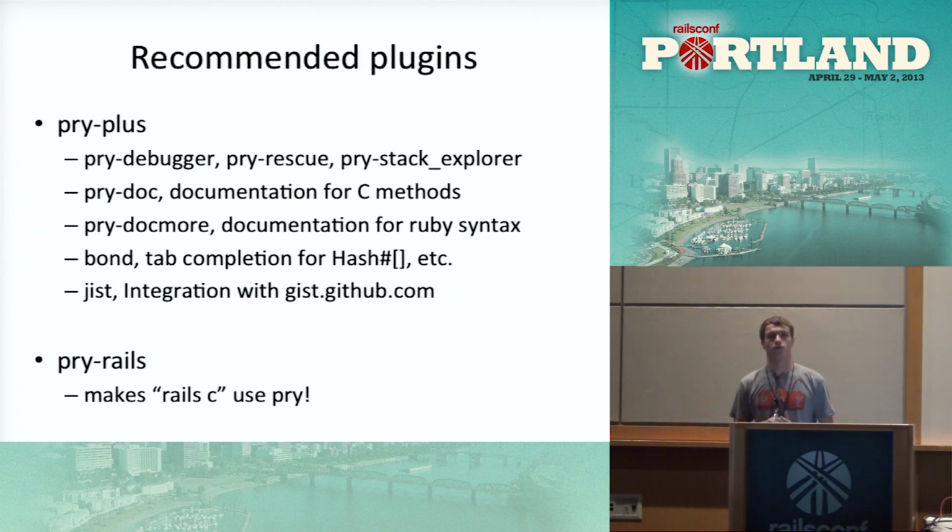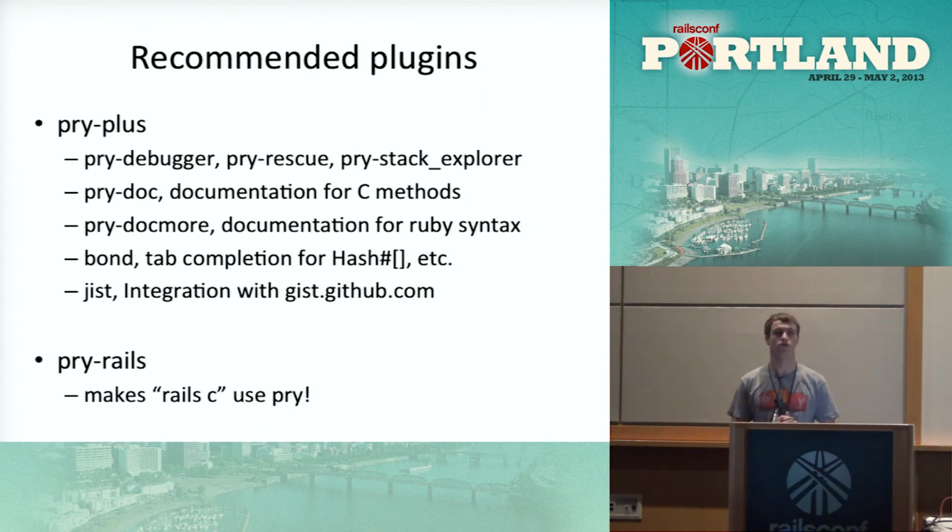Then there's Bond. Bond improves the tab completion of Pry even more. It lets you tab complete not just method names, but also arguments to hashes. So it will look at the hash you're accessing and tab complete the contents of the square brackets. And then gist lets you integrate with gist.github.com, because who doesn't want to share code?